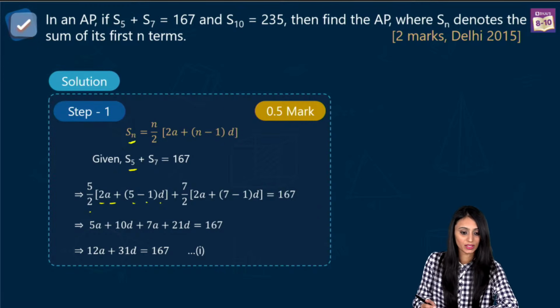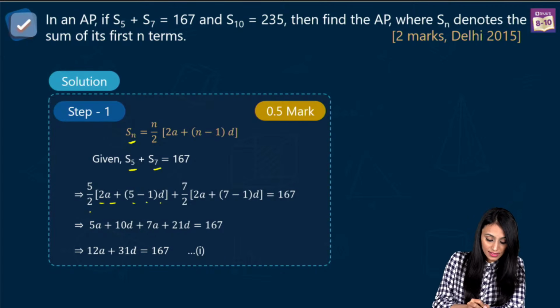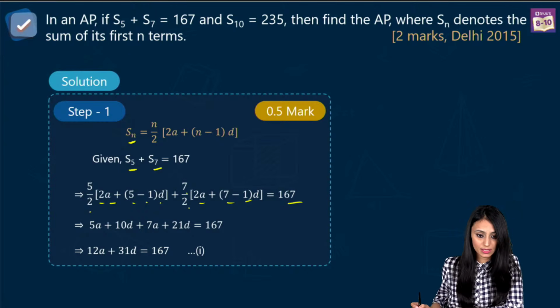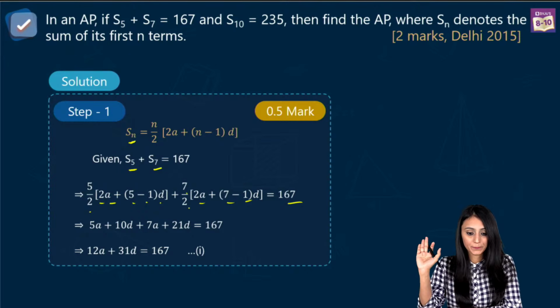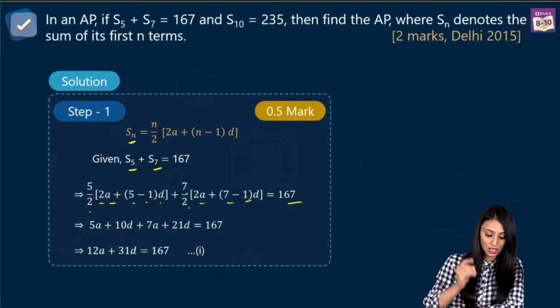That's what I told you. And plus S7. What is n here? n is 7. Instead of n, put 7. 7 by 2, 2a plus 7 minus 1 d equal to 167. This is clear to everyone? Yes, this much part. We only have to substitute the value of n in the formula. Right, Sukhjot? Okay. So let's simplify this.